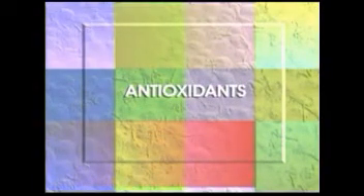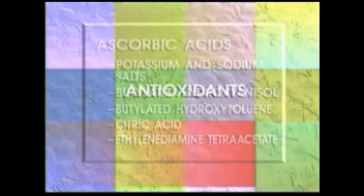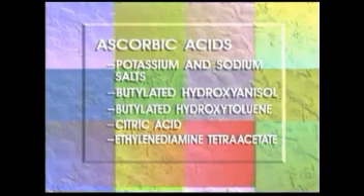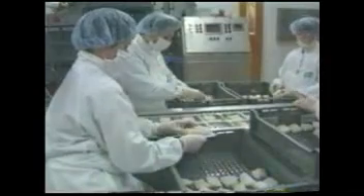Antioxidants prevent the direct action of oxygen on fats and fatty portions of food, causing them to turn rancid. Examples of antioxidants are ascorbic acid and its potassium and sodium salts, butylated hydroxyanisole, butylated hydroxytoluene, citric acid, and ethylene diamine tetraacetate. These antioxidants are found in the same products as the ones we already mentioned a while ago.